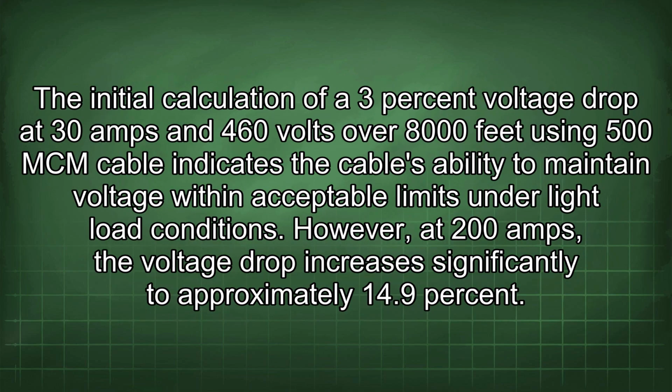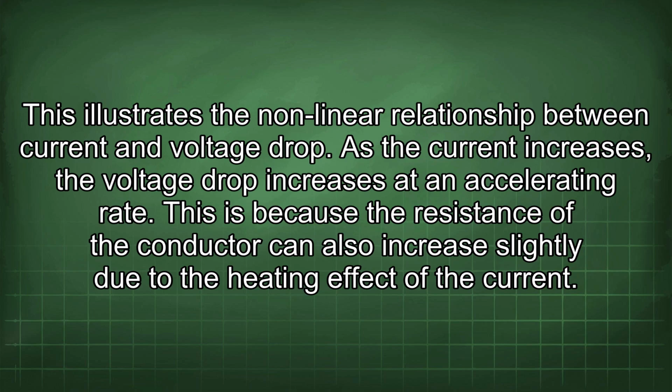The initial calculation of a 3% voltage drop at 30 amps and 460 volts over 8,000 feet using 500 mcm cable indicates the cable's ability to maintain voltage within acceptable limits under light load conditions. However, at 200 amps, the voltage drop increases significantly to approximately 14.9%. This illustrates the nonlinear relationship between current and voltage drop. As the current increases, the voltage drop increases at an accelerating rate. This is because the resistance of the conductor can also increase slightly due to the heating effect of the current.